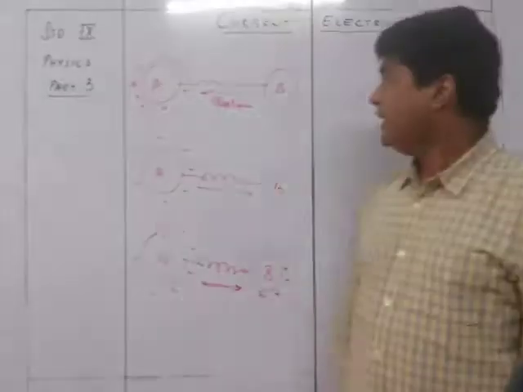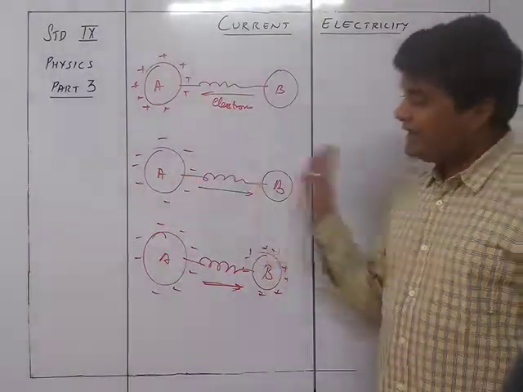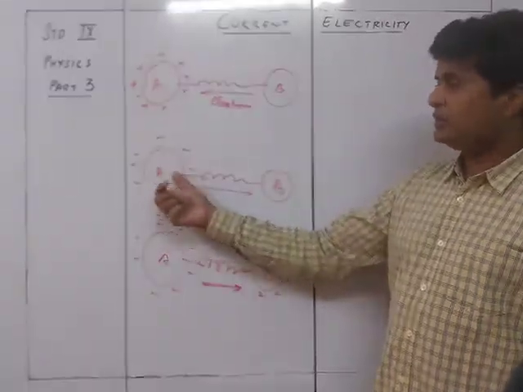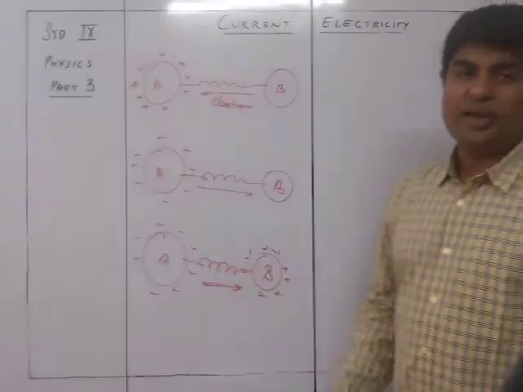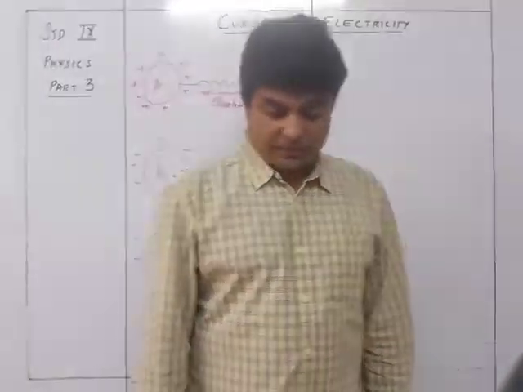So here also it's going to be this way. The electrons over here are going to move towards B, and they will keep on moving from A to B till the time the concentration of A and B does not become equal. The number of electrons in A and B does not become equal.